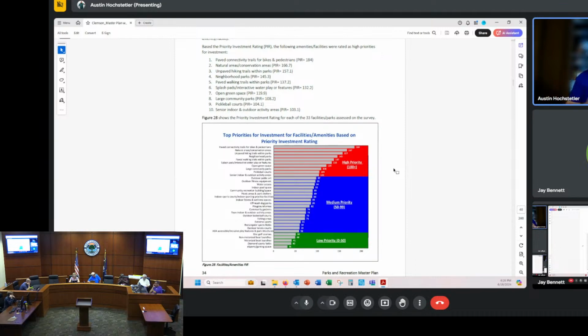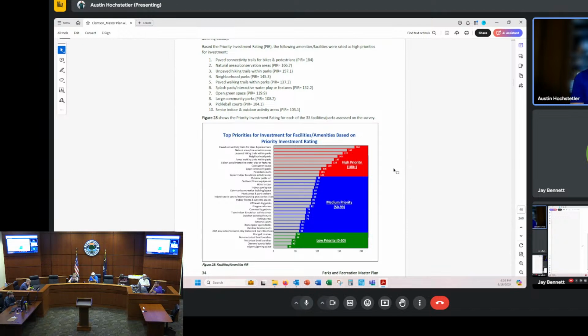And then there's two charts in particular. One is the priority investment rating for facilities and amenities, and one is the priority investment rating for programs and services. Basically, we ask the question, do you have a need for a certain type of facility? Yes or no? And then how well is your need being met? 0%, 25% met, 50% met, all the way up to 100%. And then we ask the third question, what are the most important facilities or amenities to you and your household?